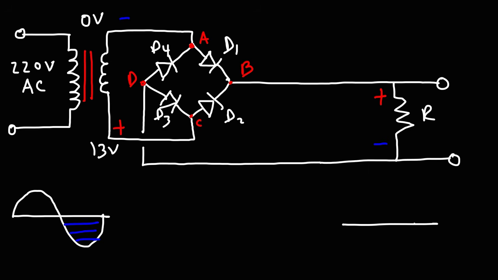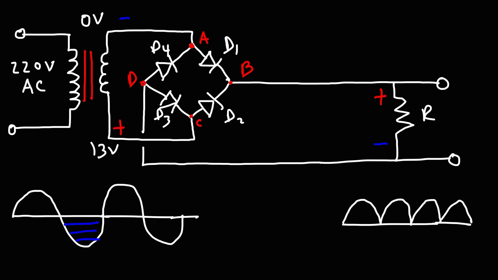At the output, what we have is a DC supply or a DC voltage that looks like this. It's not constant. Basically, this portion of the graph was flipped to the top. The question is, how can we take this pulsating DC output and convert it into a nice, steady DC output?